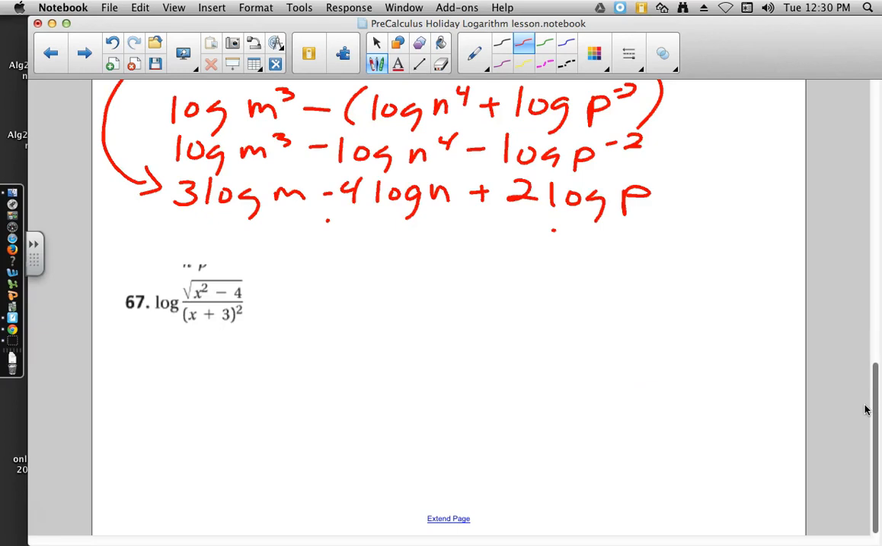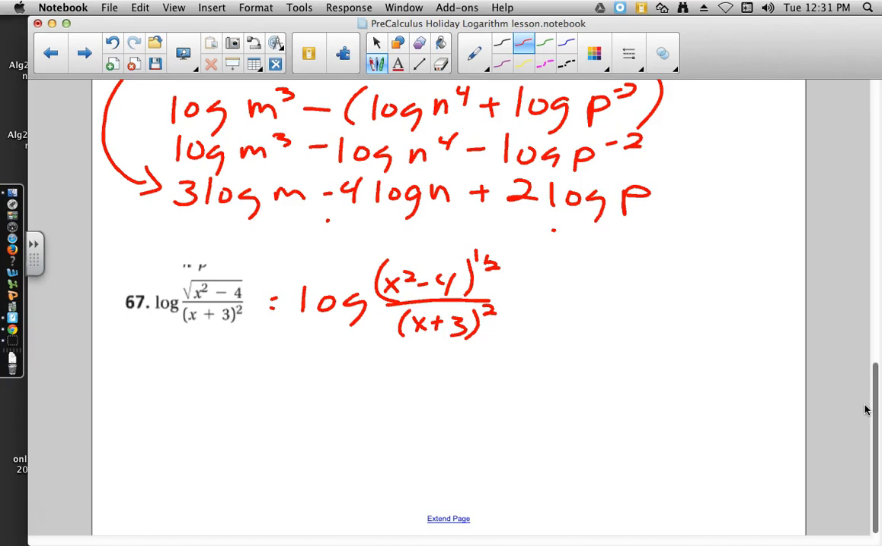All right, for number 67, let's see, we have R for Ralph. So 67 is R as in the name Ralph. All right, 67 is an interesting problem. Let's take a look at this. Because we have that square root, we need to think of this, and again, this is base 10, as x squared minus 4 to the 1/2 over x plus 3 squared. Now, if we had an x plus 3 in the numerator and an x plus 3 in the denominator, at this point we could do something.